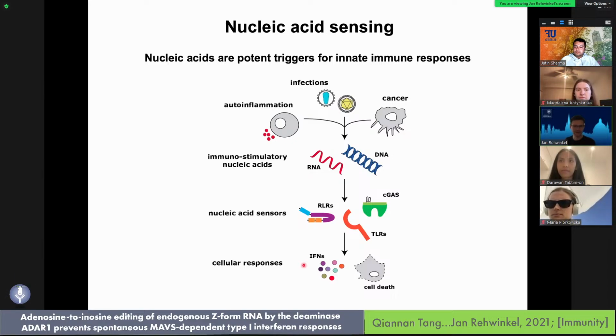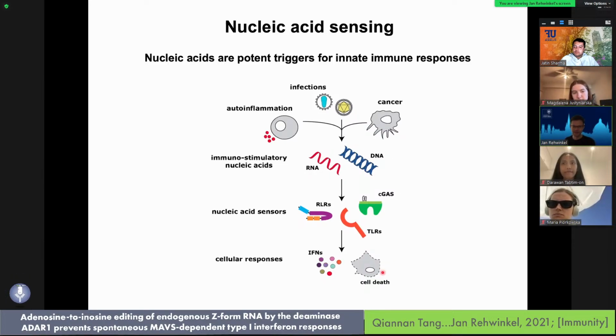Another important signaling outcome once these nucleic acid sensors are activated is the induction of programmed cell death, whereby the cell in which these unusual nucleic acids accumulate effectively commits suicide and undergoes apoptosis or other forms of programmed cell death, and that, for example, can stop a virus replicating in the cell that it's infected. So this is a high-level overview of the process of nucleic acid sensing.